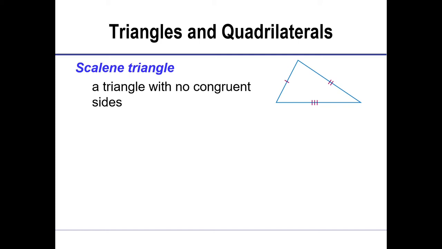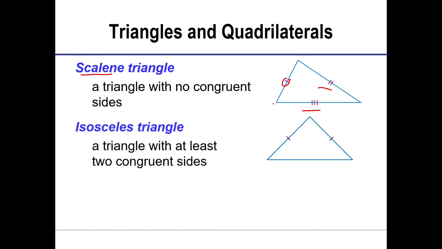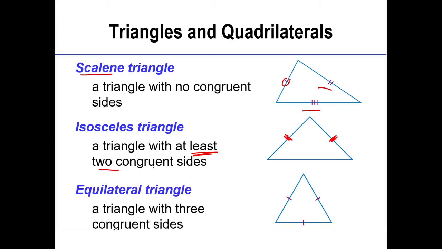We can also classify triangles based on their side lengths. A scalene triangle is a triangle that has no congruent sides. All of the sides are different from each other. An isosceles triangle is a triangle with at least two congruent sides, so these two have the same length. An equilateral triangle is a triangle with all three sides being exactly the same length.